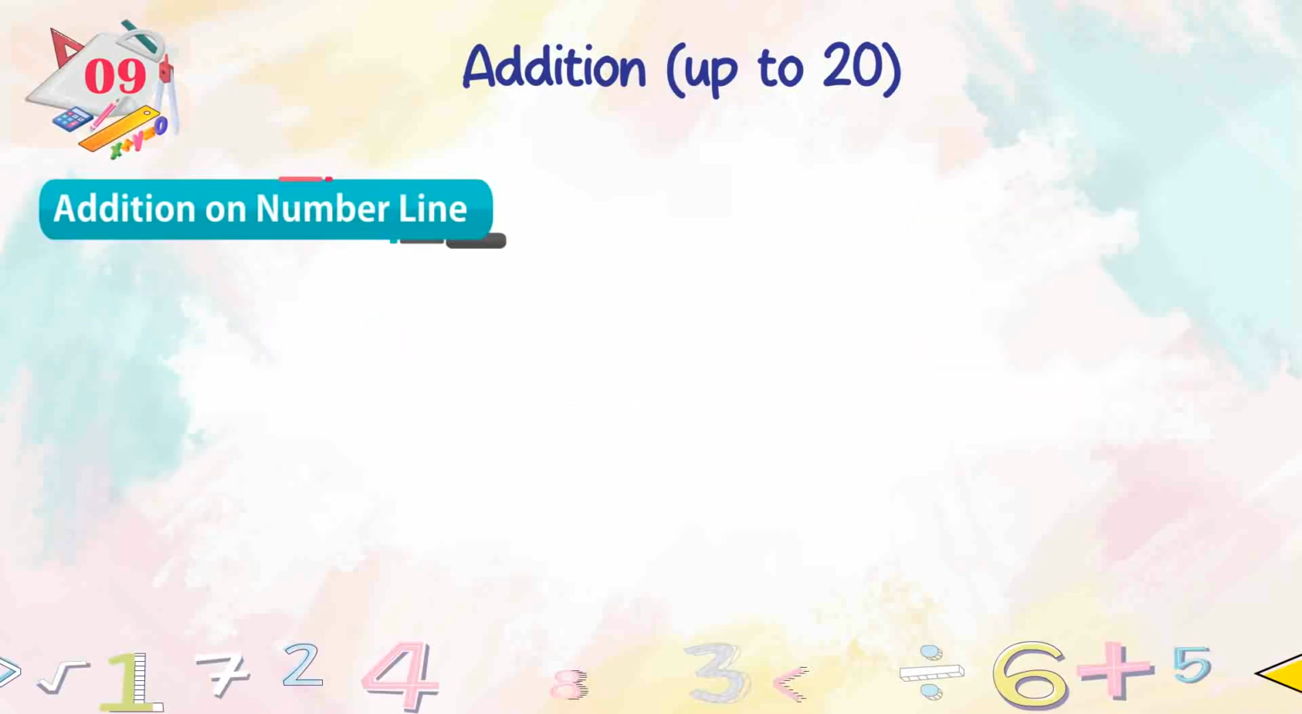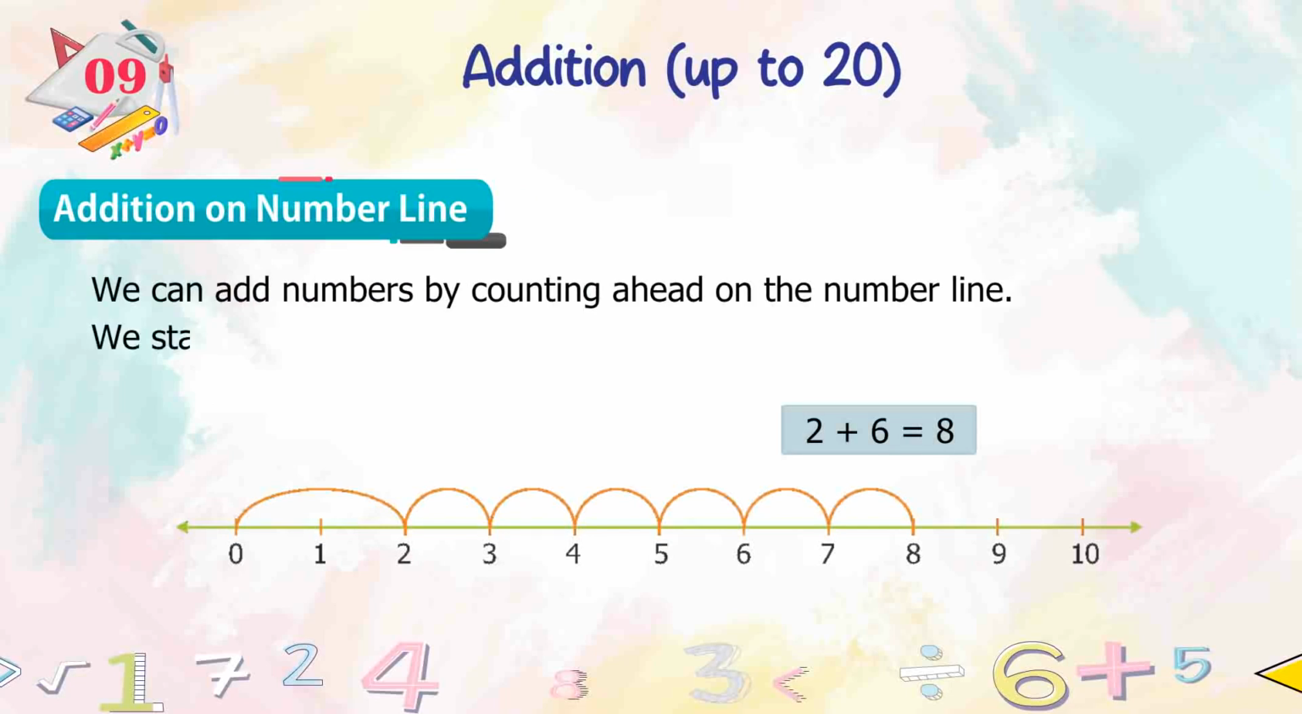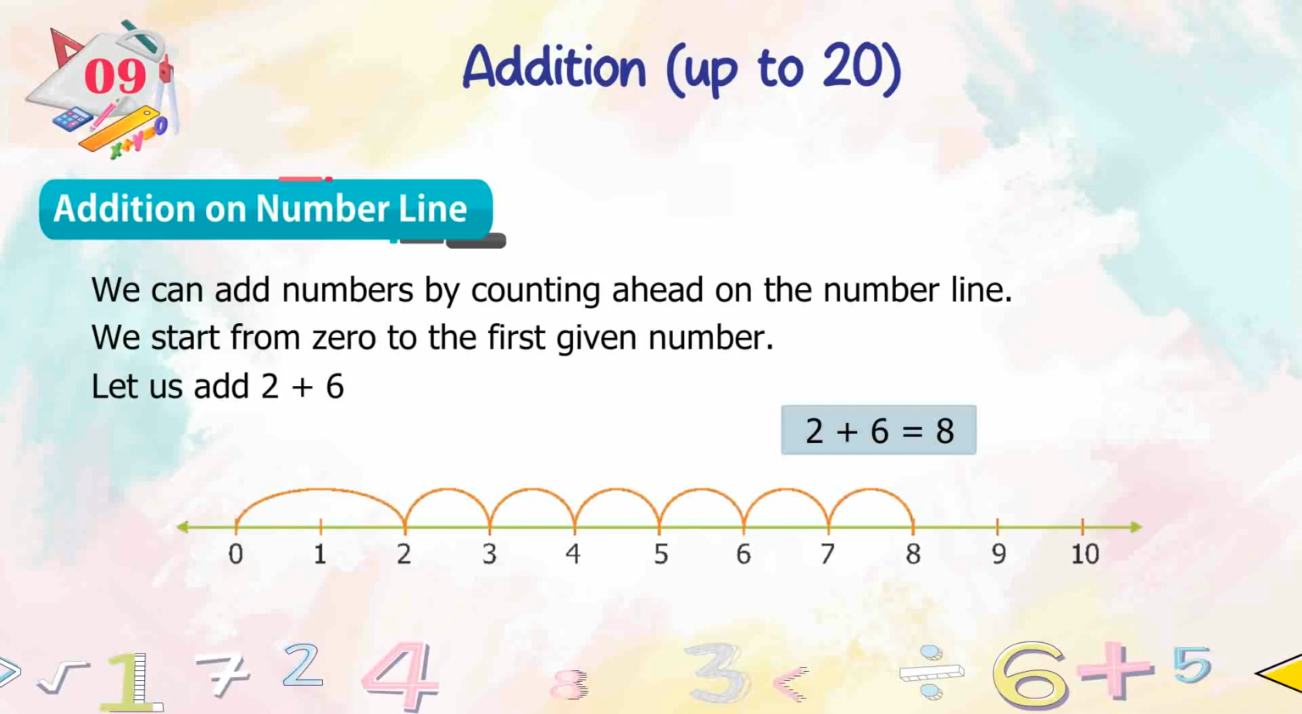Addition on number line. We can add numbers by counting ahead on the number line. We start from 0 to the first given number. Let us add 2 plus 6. From 2, jump 6 numbers ahead to reach 8.